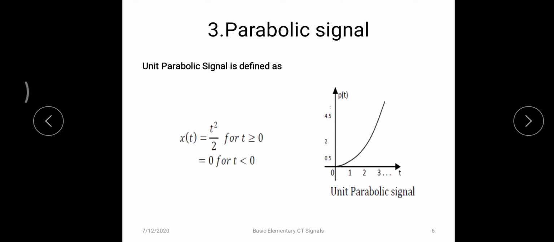The third elementary signal is the parabolic signal. We all know the function of a parabola. It's x square or y square, depending on your axis. Here I have considered x of t equal to t square by 2. So t square represents a parabola curve, divided by 2, once again for t greater than or equal to 0, and 0 for t less than 0. This is the graphical representation of the parabolic signal.